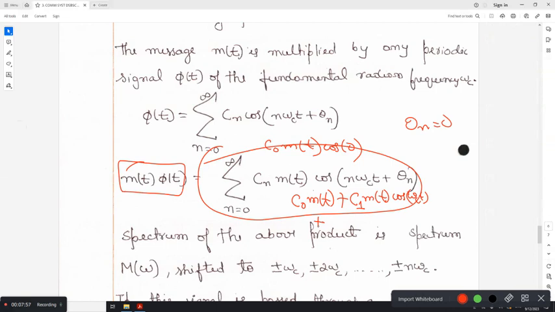Now you have to tell me which term is required and which other terms are not required, to get a double sideband suppressed carrier AM wave. You can easily get it out of this equation. What is the next term? C2 m of t. I said this is the phase shift. We will assume this phase shift to be equal to 0 while expanding it.